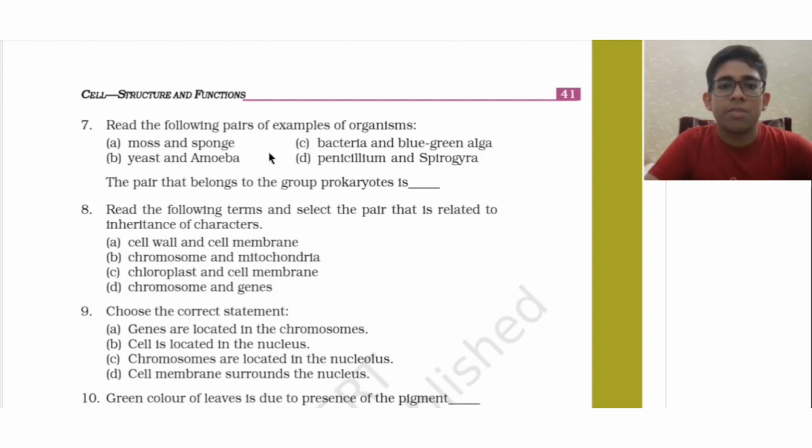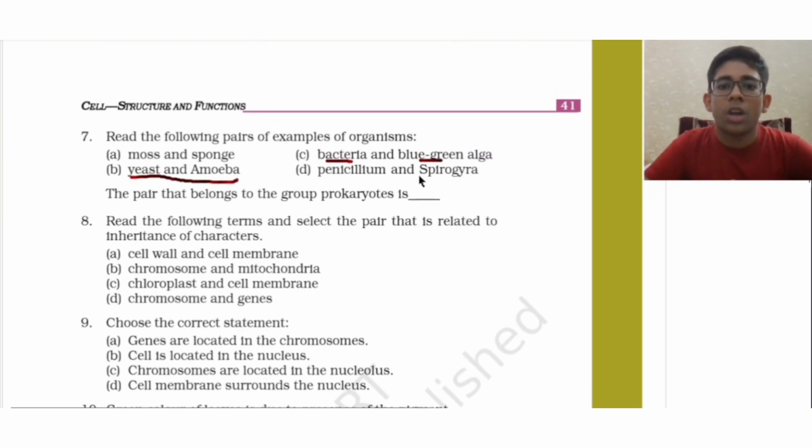So out of the options we will see moss and sponge. We know that none of these are prokaryotes, they both are eukaryotes. Second option, yeast and amoeba. We know that yeast is a fungi and fungi are not prokaryotes. Third option, bacteria and blue-green algae. So these both are the example of prokaryotes, that is the organism with primitive type of nucleus and no bound organelles. So this is the correct option.